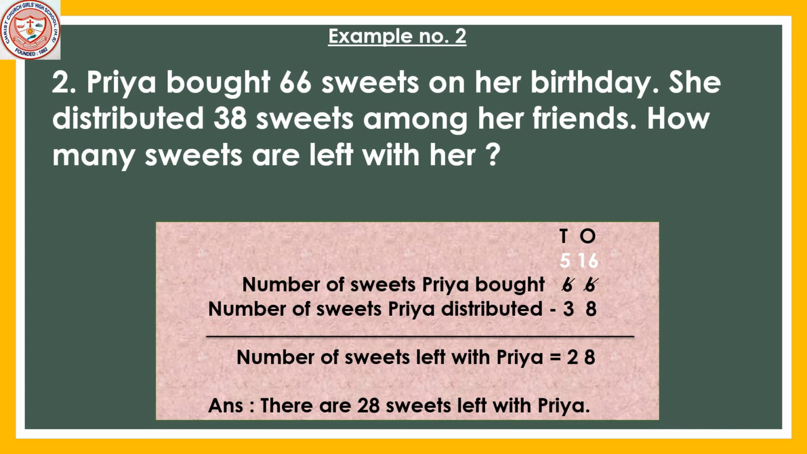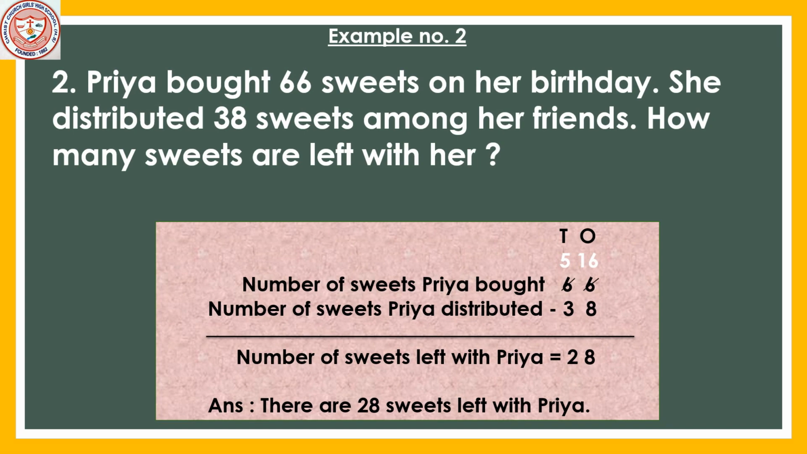Then write statement number 2, that is, the number of sweets Priya distributed, 38. Now before writing the third statement, give a minus sign before the second number, that is 38. Then write the third statement, that is, the number of sweets left with Priya. Now you have to subtract 38 from 66.